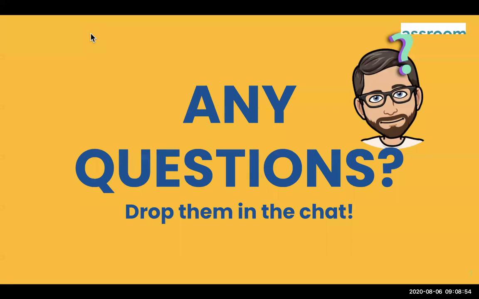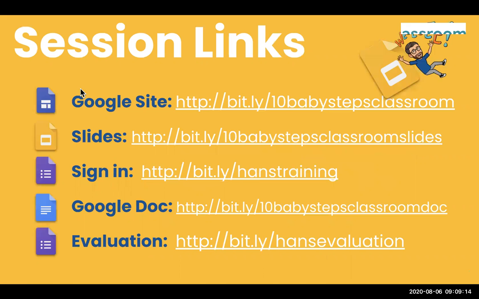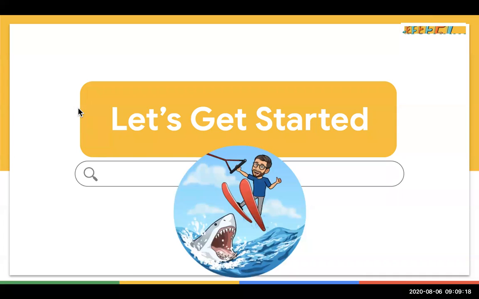And since we have such a small group, right now there's 15 of us, you can drop questions in the chat, or since we only have 15, you can unmute and just shout out, say, hey, slow down, or hey, how does that work? Show me again, or whatever. And again, those are the session links. And guys, let's get started.